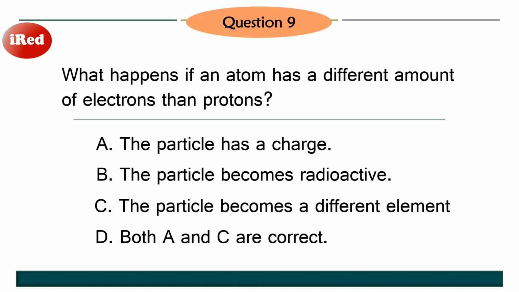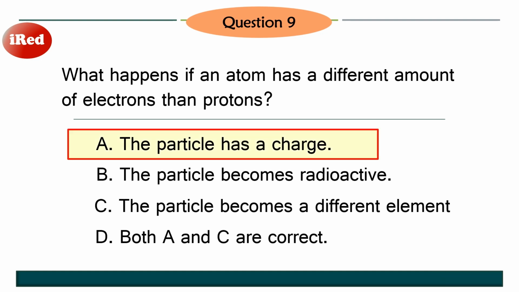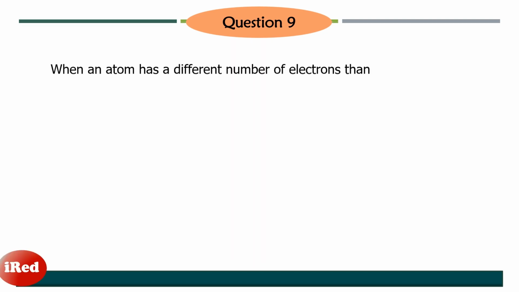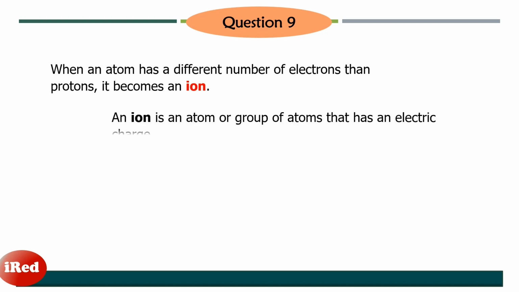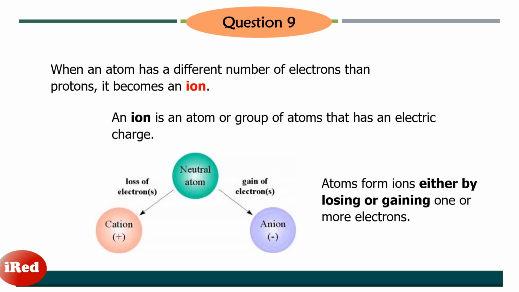What happens if an atom has a different amount of electrons than protons? The correct answer is letter A. The particle has a charge. When an atom has a different number of electrons than protons, it becomes an ion. An ion is an atom or group of atoms that has an electric charge. Atoms form ions either by losing or gaining one or more electrons.